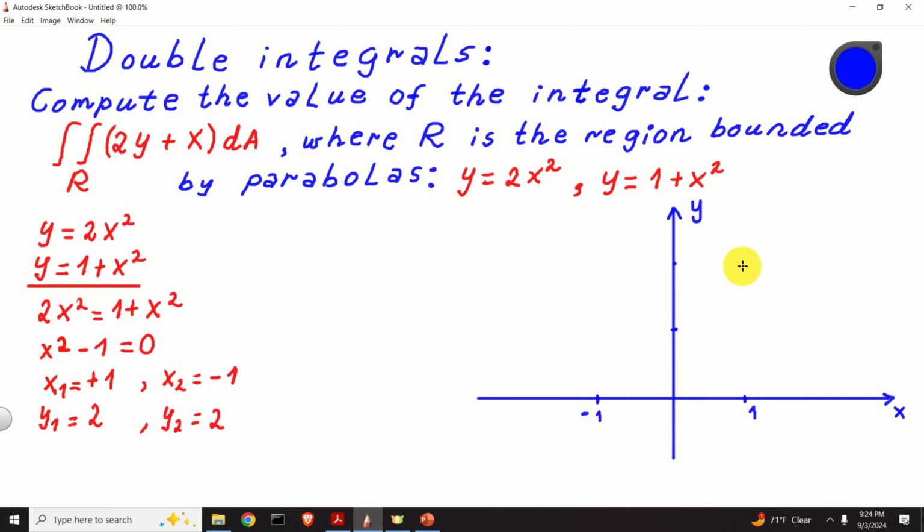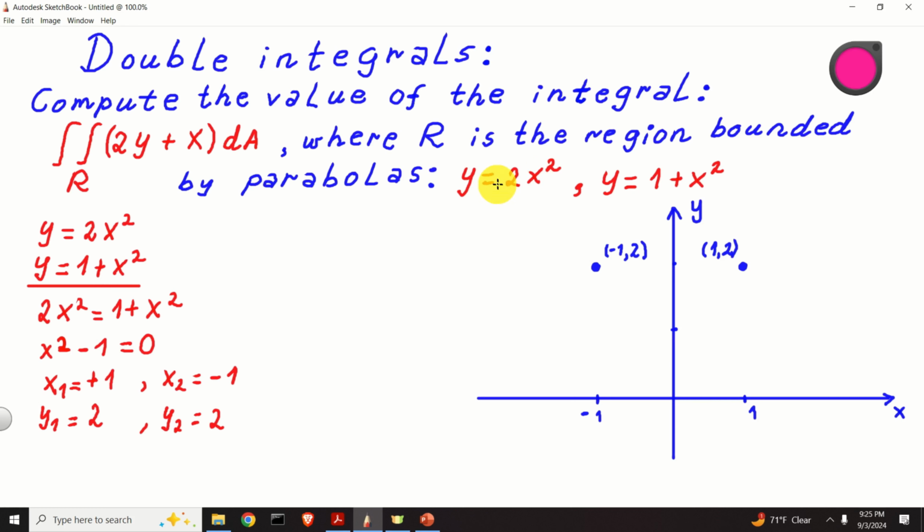Consequently, our first intersection point is here, and the second intersection point will approximately be here. And let's write these intersection points. So this intersection point is minus 1, 2, and this intersection point over here is 1, 2. Perfect. The next step is actually to draw the graphs of these two parabolas. So let's do that. Let's change the color over here. First of all, let's draw a graph of y is equal to 2x squared.